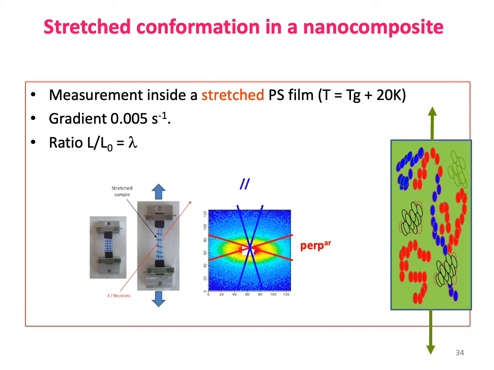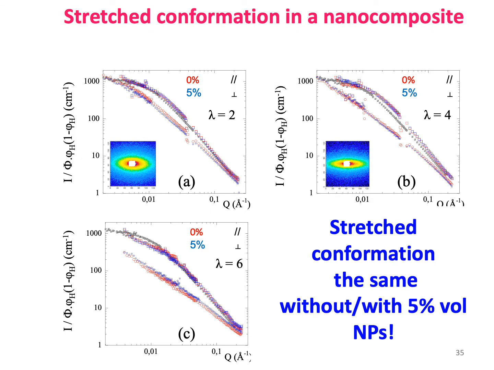We make a film, we stretch the film at a temperature larger than the glass transition temperature so that it is soft. We apply a certain gradient and a certain stretching ratio, and we can observe now directly the form factor. Of course, this is a lot of work, but the result is worth the trouble. It is really impressive, as shown on this figure, for a molecular weight of 315,000 Dalton. Let us first look at the two top figures for lambda equal 2 and lambda equal 4.